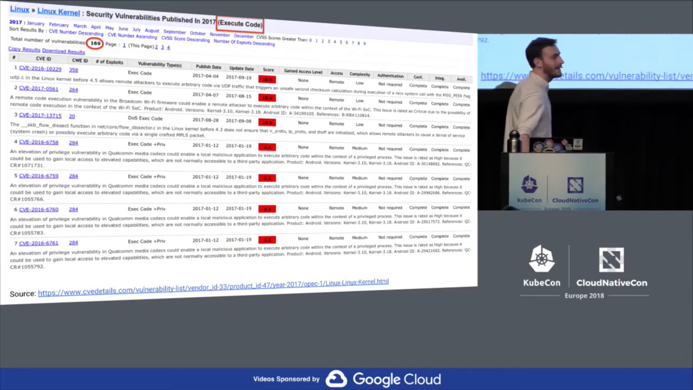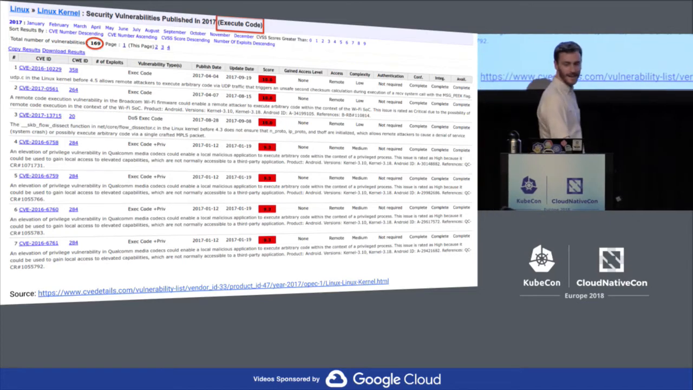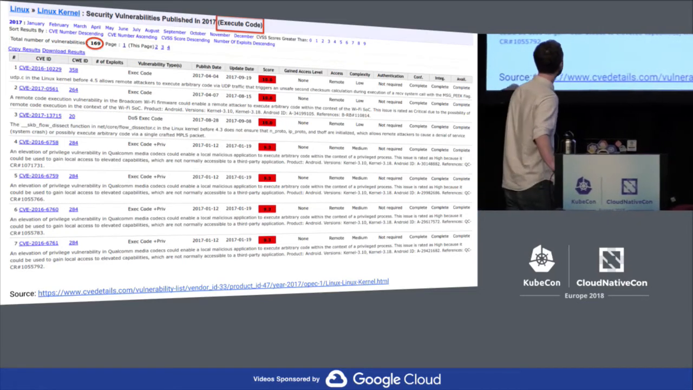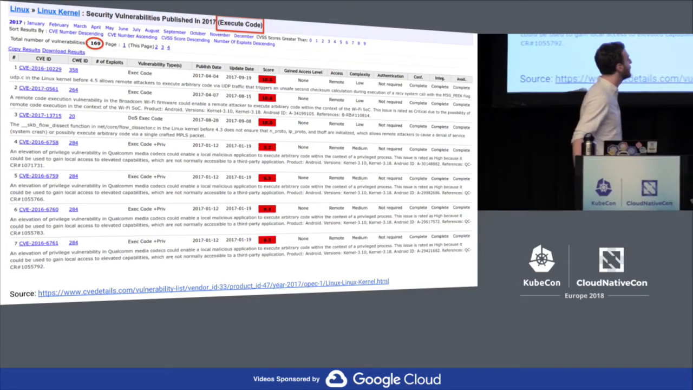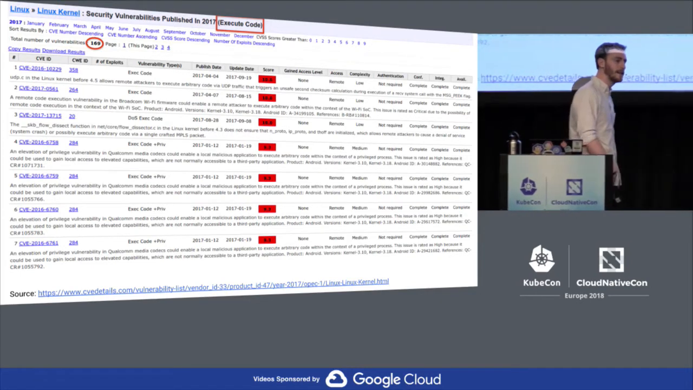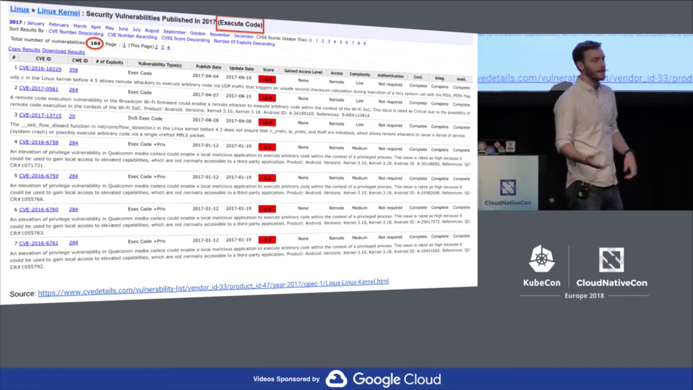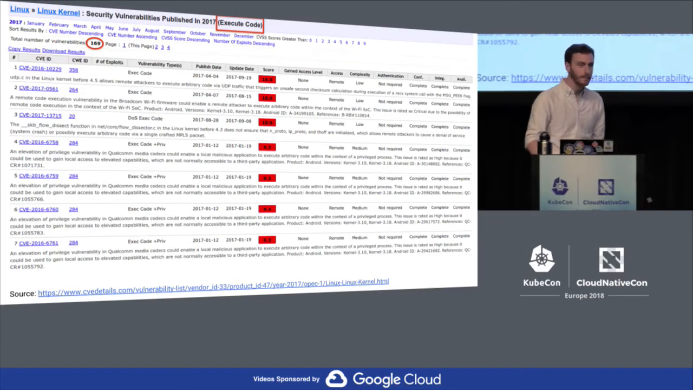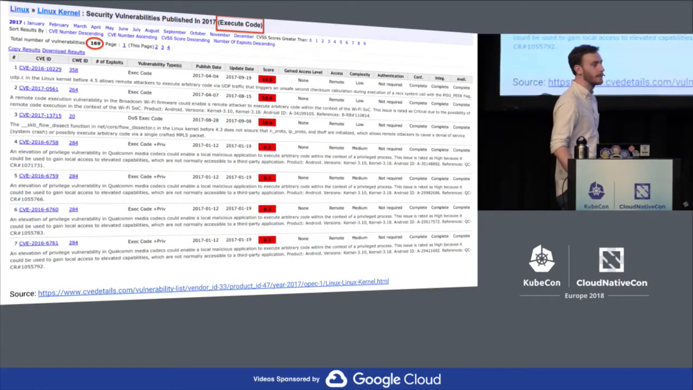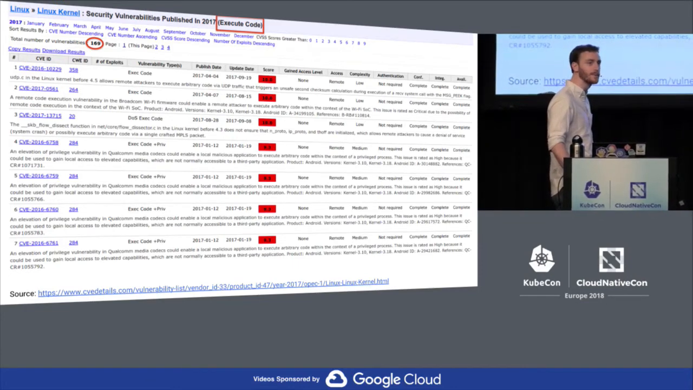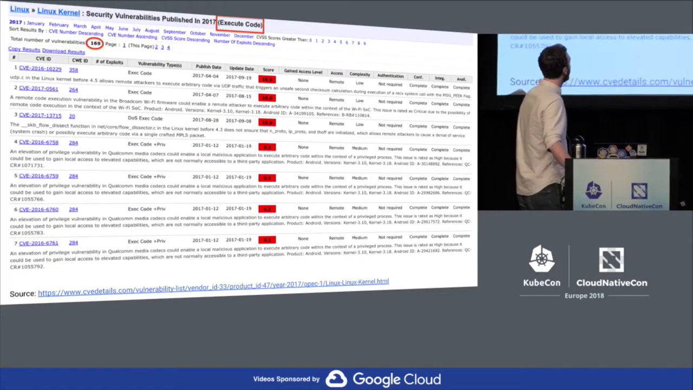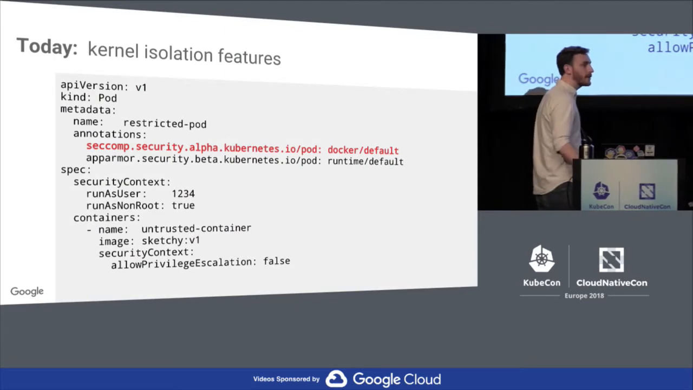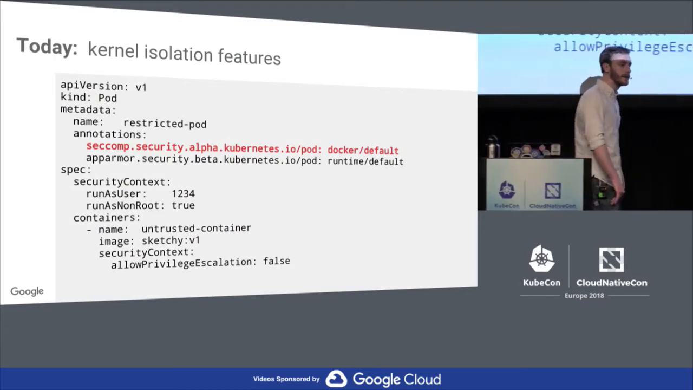In 2017, there were 169 code execution CVEs published in the Linux kernel. The good news is most of these are in drivers that are primarily used in mobile devices. So keep your phones up to date, but unless you're running Kubernetes on your phone, I bet there's at least one person at this conference doing that, you don't need to worry about this. And we actually have a lot of good tools to deal with the kernel attack surface today.